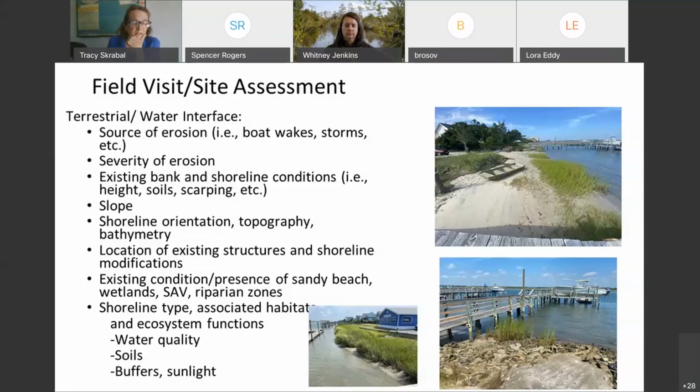So, and again, existing conditions, is it a sandy beach? Is it all wetlands? Do we have submerged aquatic vegetation? And what's happening in that area between the low and high marsh and the upland? Do we have a forested area, or is it all sort of urbanized? And then I already talked a little bit about the habitats and the shoreline types.